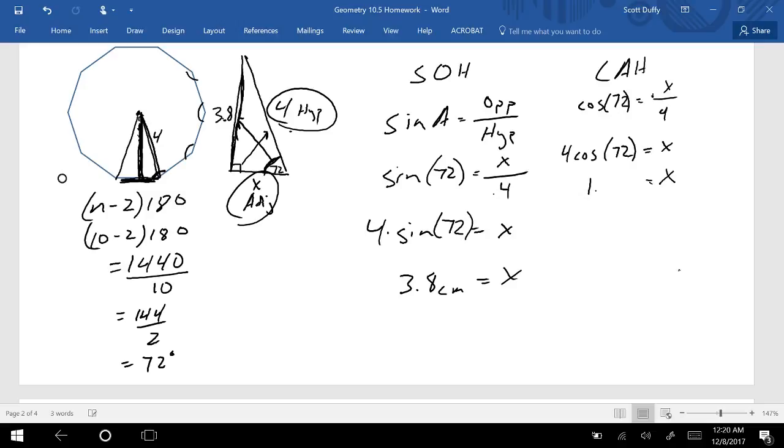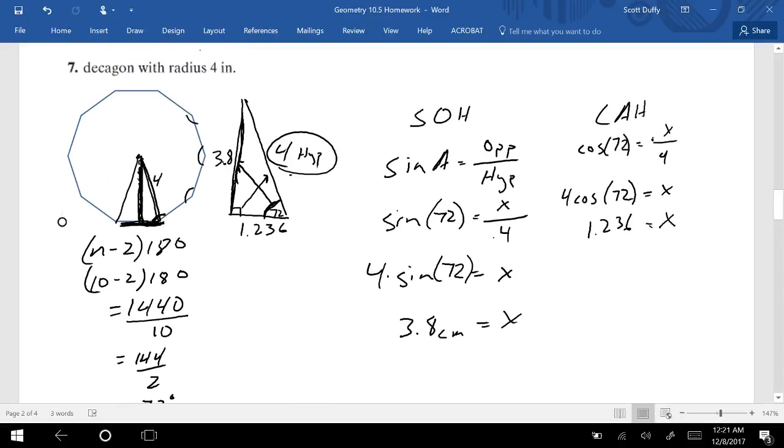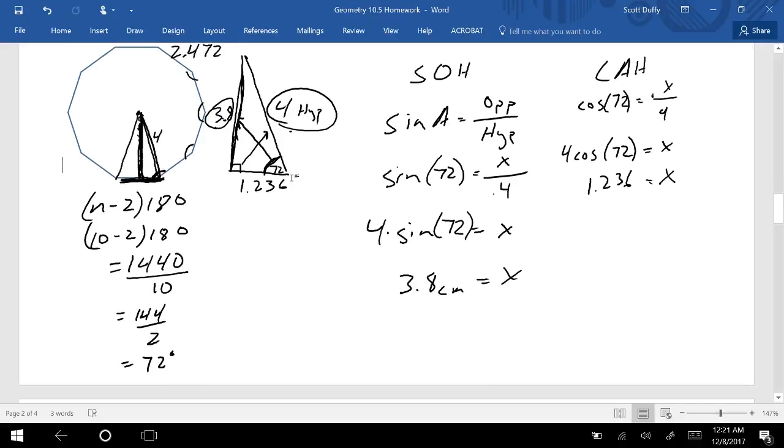Which is 1.236. Now, if this part is 1.236, the whole side is twice that. So each side of this has a length of 2.472 because I doubled this. That's my side length. I know my apothem of 3.8, and that's all I need to know. So we're going to plug it into the area formula now.